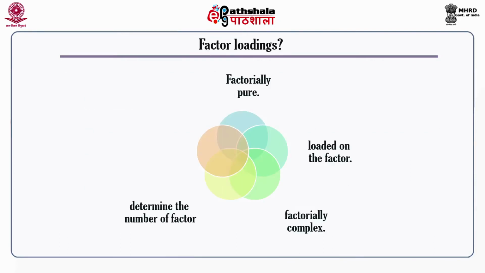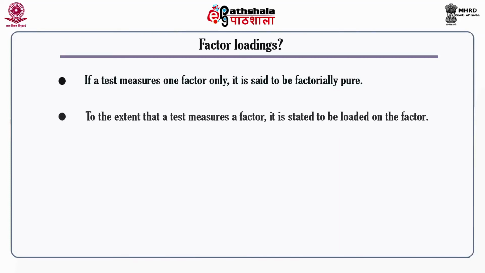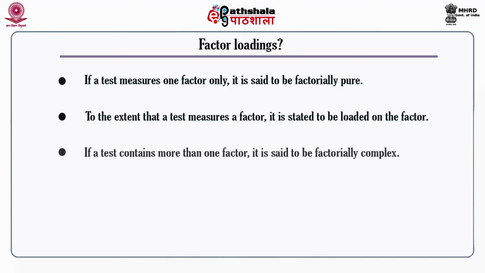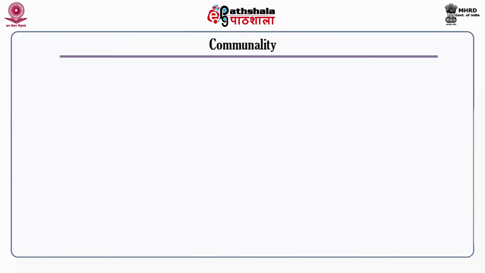Factor loadings. If a test measures one factor only, it is said to be factorially pure. To the extent that a test measures a factor, it is stated to be loaded on the factor. If a test contains more than one factor, it is said to be factorially complex. It is important to determine the number of factors, the tests loaded on the various factors, and the magnitude of the loading. Communality. The entries in the h square are communalities.